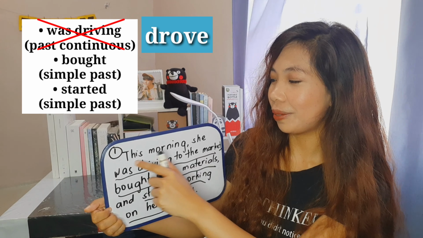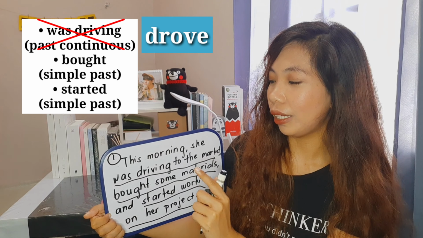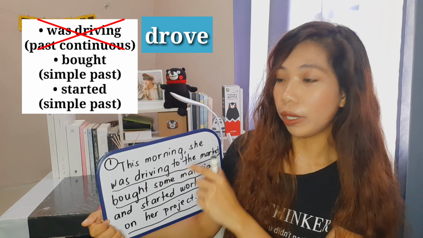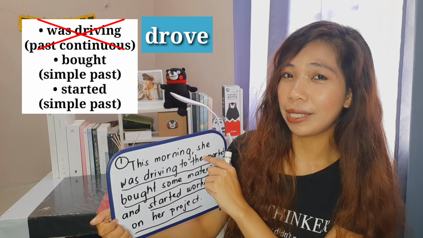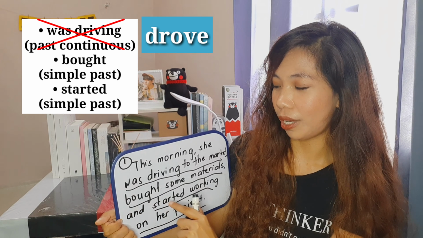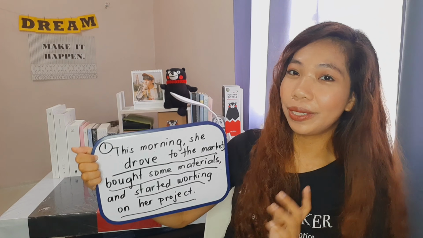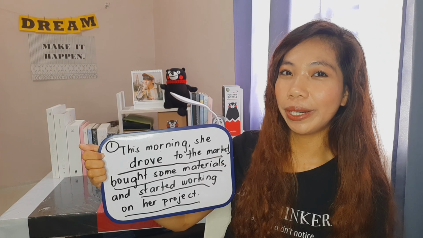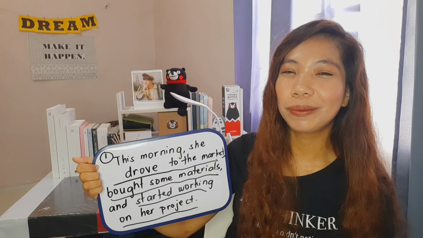Why? Because we have here this morning. Let's say it's already afternoon and I am telling someone what she did in the morning. That morning is in the past, so automatically all the verbs should be in past simple tense and not in past continuous tense. We now have the sentence, this morning she drove to the market, bought some materials, and started working on her project. Perfect. I hope you got the first one correctly. Now let's have the second one.